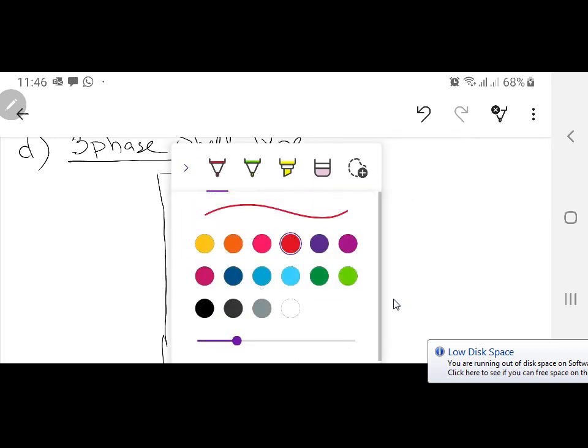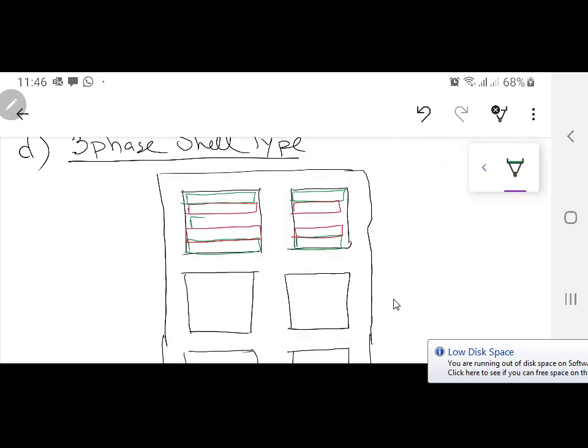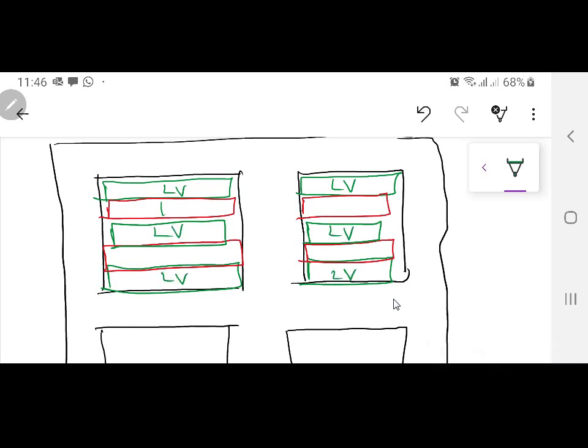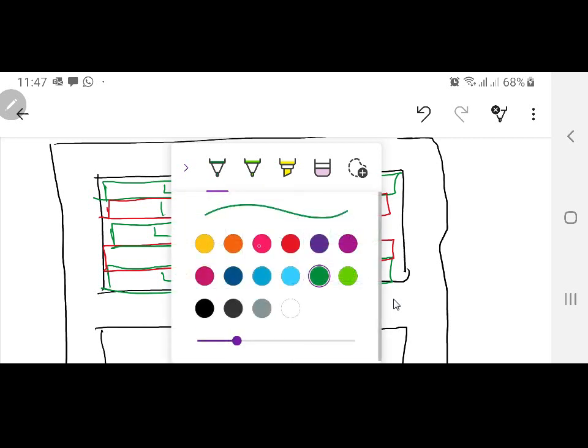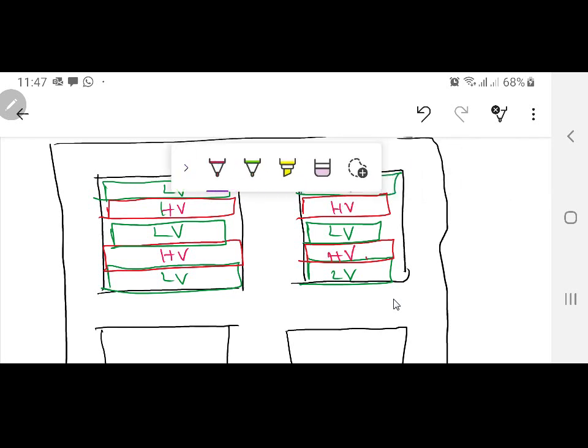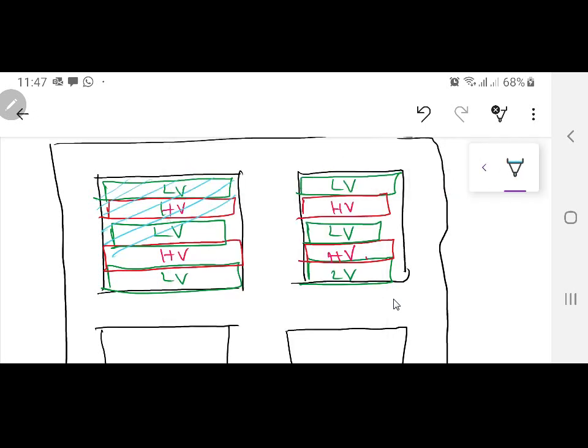Okay, so I have this one. So again, if I zoom in over here, this is the low voltage winding, and here this is the high voltage winding. Now what is the window area over here? Window area is this one.